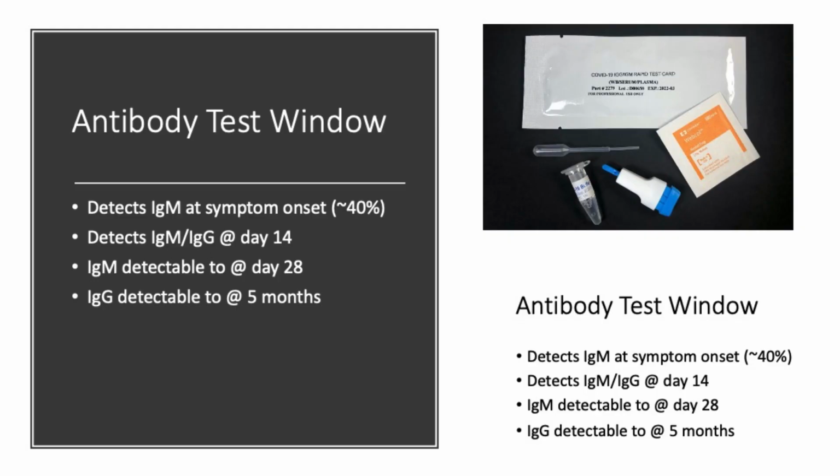An antibody test window for the different antibodies: IgM is typically detected at about the time of symptom onset. That could be in about 40% of patients. The IgM and IgG show up together at around day 14 because IgG is coming up at around day 7 to day 14. And then IgM is detectable for up to 28 days, and then IgG is detectable for up to 5 months. So an IgG test is really useful for, say, a new resident or someone coming in, and you can see if they have been exposed to the virus or not.